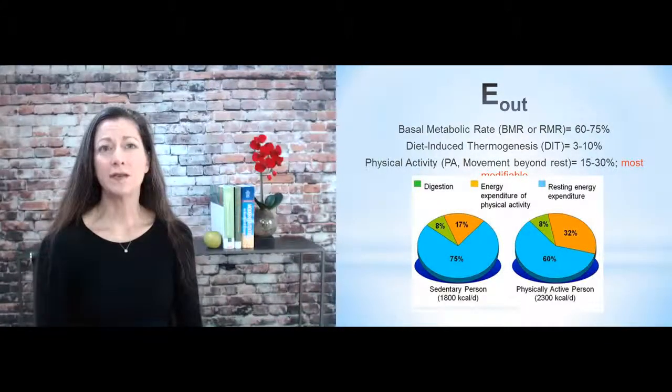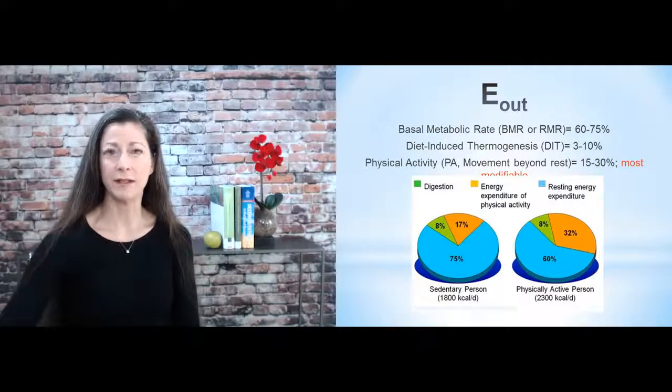And while physical activity is the most modifiable of the items on the energy out side of the equation, it doesn't account for the highest level of calories burned. That goes to the BMR. That is accounting for 60 to 75% of the calories that are burned. If you look on this slide, the BMR is the largest part of this pie chart. It is the peacock blue color. So protecting that basal metabolic rate is very important.